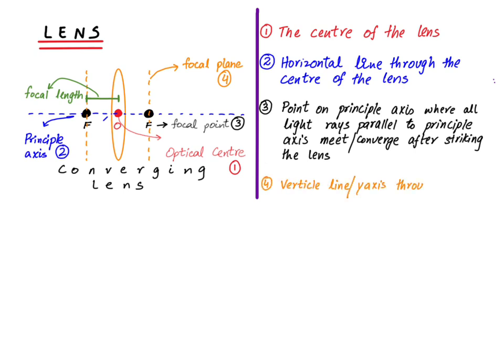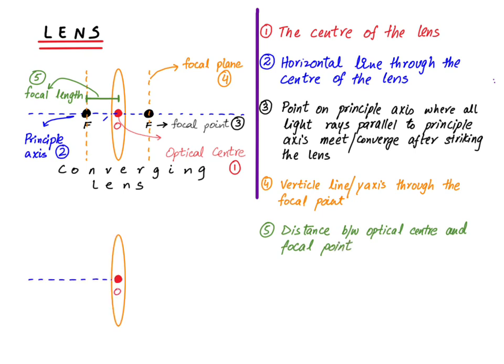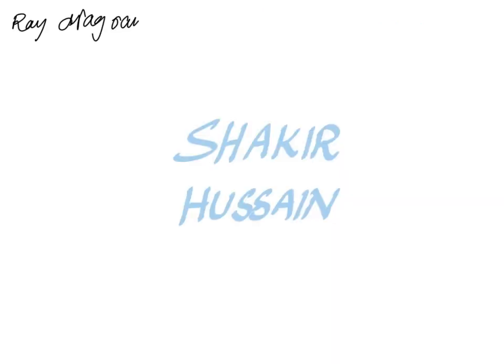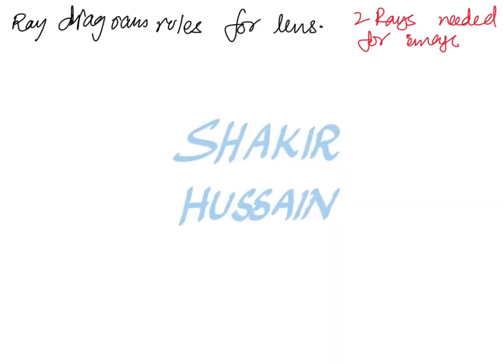Then the vertical line, the y-axis, is the line through the focal point. I already told you that. And the focal length is basically the distance between the focal point and the optical center. Alright, so I'll move on and we are going to discuss some more. We are going to talk about ray diagrams, and for ray diagrams, we have certain rules.